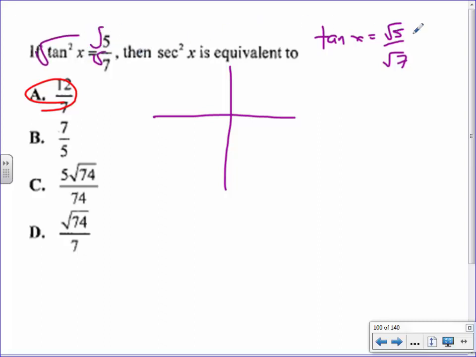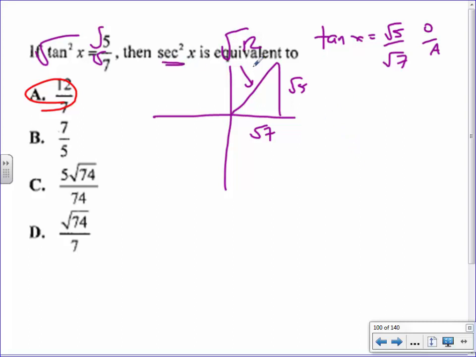It means that my opposite would be root 5, my adjacent would be root 7. So if I put that in this quadrant right here, my opposite is root 5, my adjacent is root 7. I should be able to figure out the other side. Because root 5 squared would be 5. Root 7 squared would be 7. Add them together, you get 12. Re-square root it, this should be root 12.